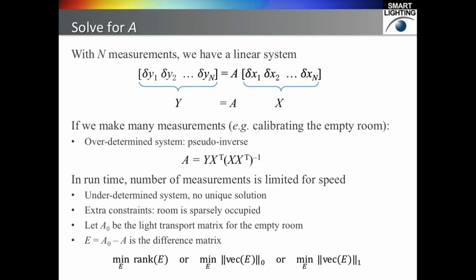If we can make many measurements, for example, when we do a calibration for the empty room, the linear system is overdetermined, and we can solve it with a pseudo-inverse. However, at runtime, we may not be able to make so many measurements because of the speed of sensors. Thus, our linear system is underdetermined. We can add extra constraints to get a unique solution. For example, we can assume the room is sparsely occupied, and we can do some low-rank recovery or sparse recovery. I am not going into the math details, but you can find the details in our papers.